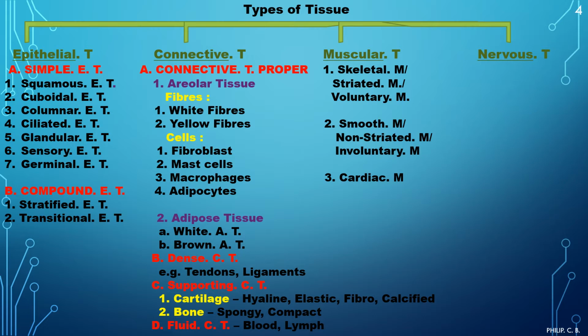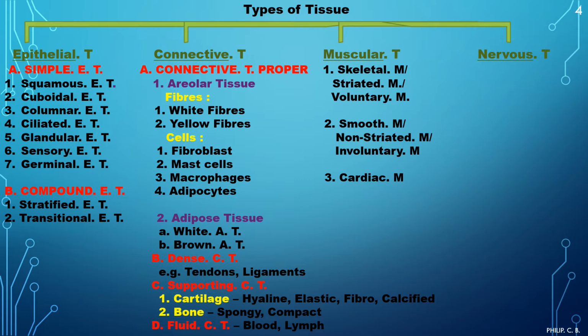Epithelial tissue consists of simple and compound epithelium. Simple consists of squamous, cuboidal, columnar, ciliated, glandular, sensory, germinal, whereas compound, stratified and transitional, which we learned in the previous part. Today's part which you are learning is connective tissue proper, dense, supporting and fluid connective tissue. In the connective tissue proper, we have got areolar type where fibers, white fibers and yellow fibers, cells, fibroblasts, mast cells, macrophages, adipocytes. And in adipose tissue we come across two types, white and brown adipose tissue, whereas in the dense, the tendons and the ligaments.